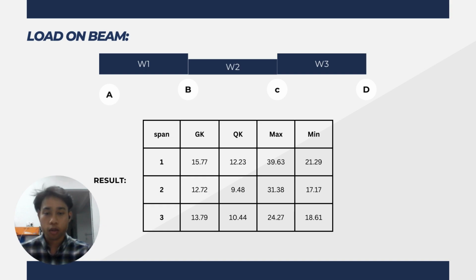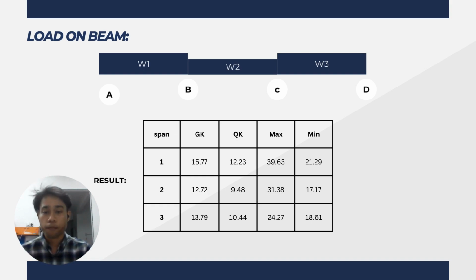For the GK, 12.72 kN per meter. For the QK, 9.48 kN per meter. For the maximum load, 31.38 kN per meter. And then the minimum load, 17.17 kN per meter.